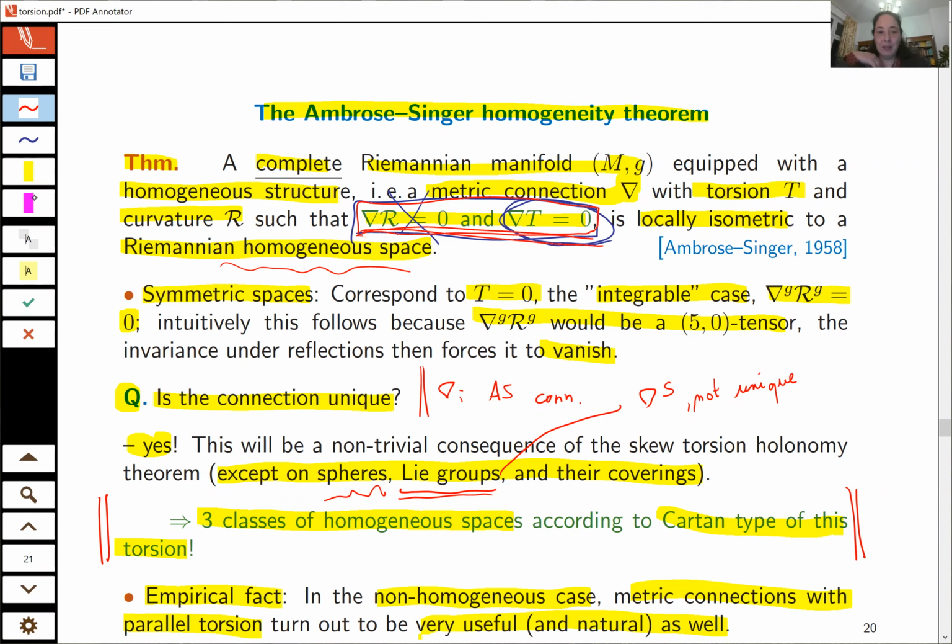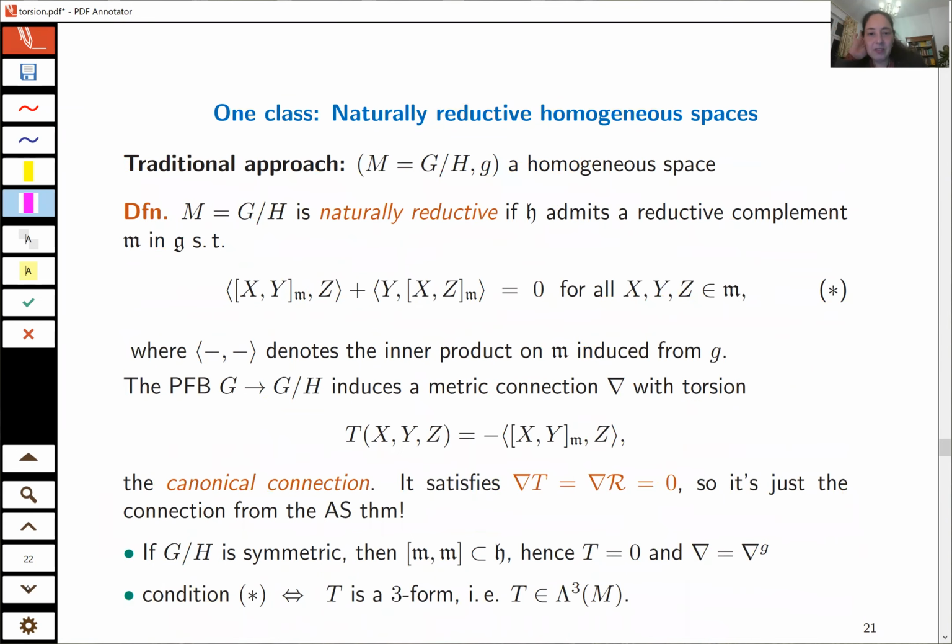So now let me just add a few sentences about the classification we get. I said that now I take the Ambrose-Singer connection, and so I will get three classes of homogeneous spaces depending on the algebraic properties of the torsion of that connection. So let's have a look. What is the class of homogeneous spaces which corresponds to skew torsion? Skew Ambrose-Singer torsion. This is what is known as the class of naturally reductive homogeneous spaces.